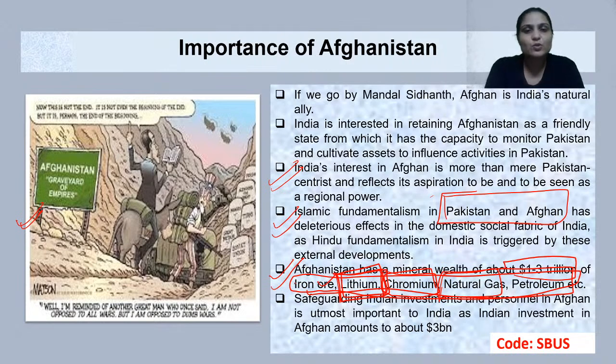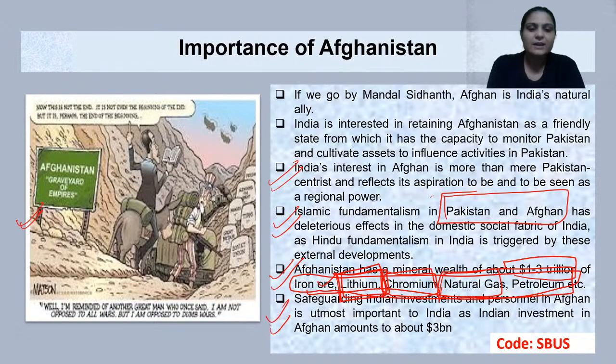So anybody who gets access to Afghanistan first, if they're building infrastructure there, or if they can tap its natural resources, it will be very, very beneficial. And that's why we also had the TAPI pipeline, about which I already discussed in India-Pakistan relationships.